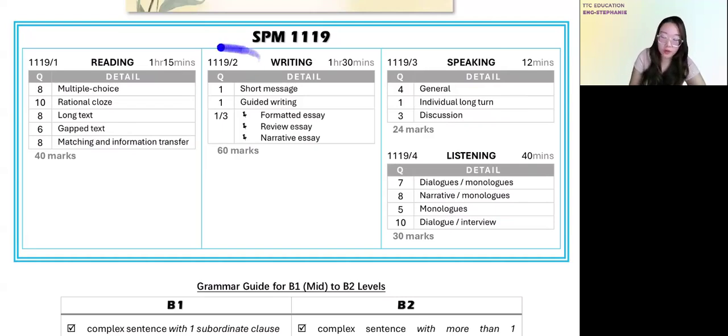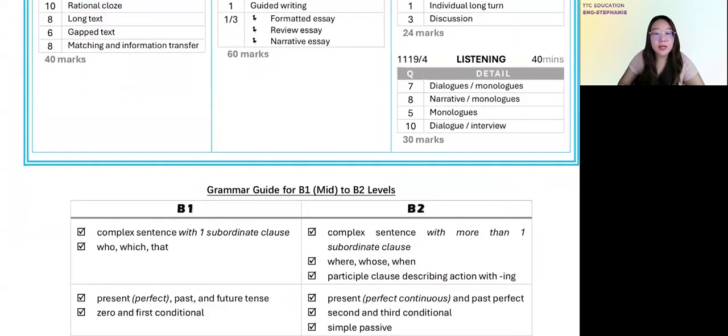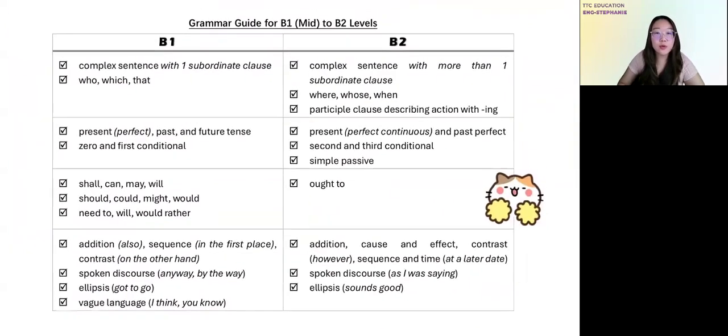Okay, but anyhow, today we focus on these two. And another thing to tell you is that for our grammar guide, for your Form 4 level, we will need to at least reach your B1 CEFR level, and if possible, reach the B2 CEFR level. So what is it about?